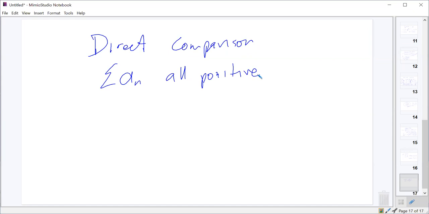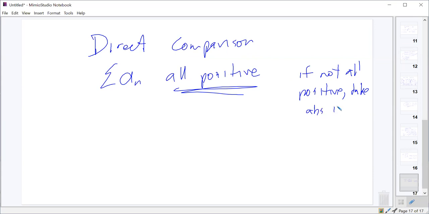And we did come up with a way around that, right? If not all positive, what do we do? If they're not all positive, we just take the absolute value of it. And that tells us absolute convergence, right? Absolute convergence proves convergence. And we proved that pretty easily a couple months back. So if we don't have all positive terms, just take the absolute value of your series and you can deal with it that way.